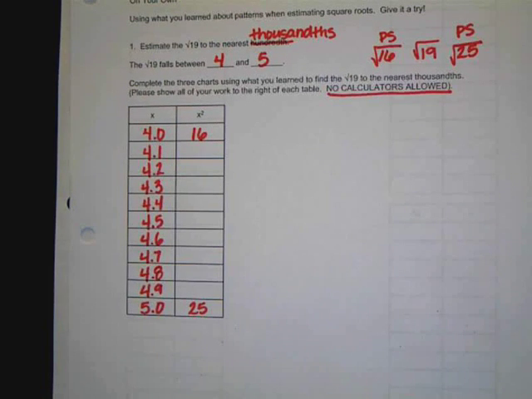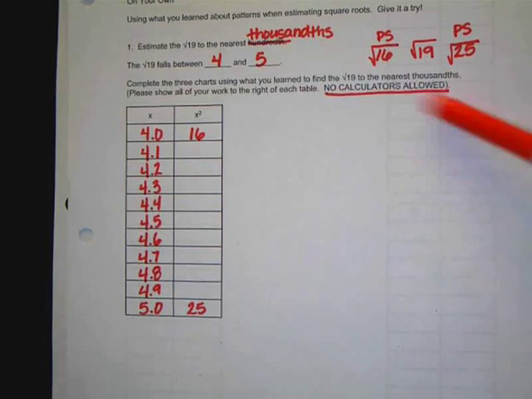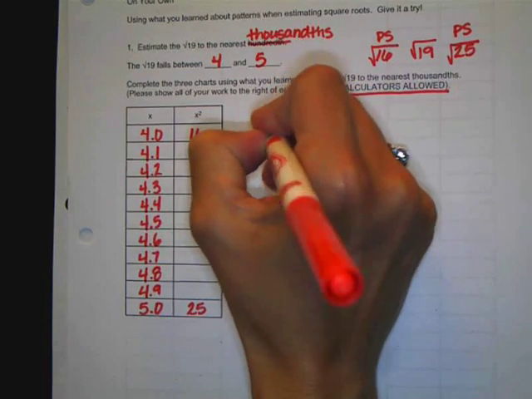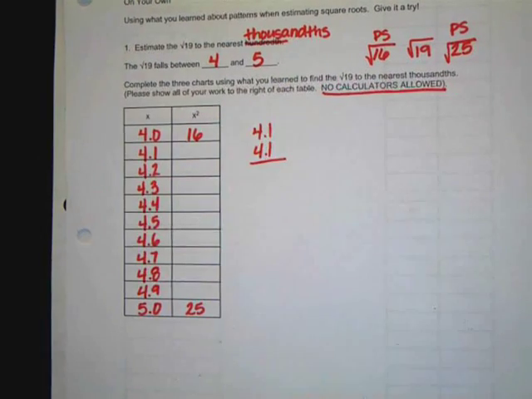That's not as easy as 4 squared. What am I going to have to do? What does 4.1 squared mean? Multiply by itself. Notice all of this extra room over here? Okay, we can easily just take 4.1 times 4.1.